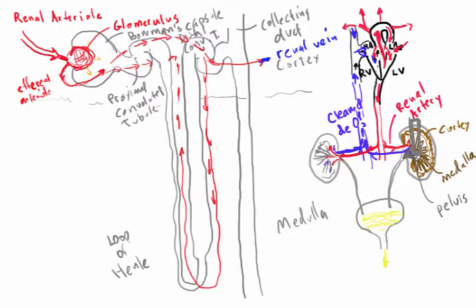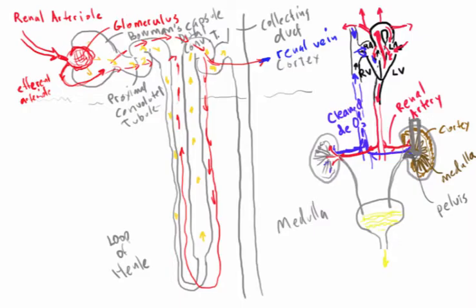So the general scheme that you have been thinking about in the context of our discussions in lectures, that the filtrate passes through the proximal convoluted tubule. It goes down the loop of Henle, and it comes back up the ascending arm of the loop of Henle, and stuff is going along the whole way. Here's where we've got the processes of secretion and reabsorption. We get back the things that we want.